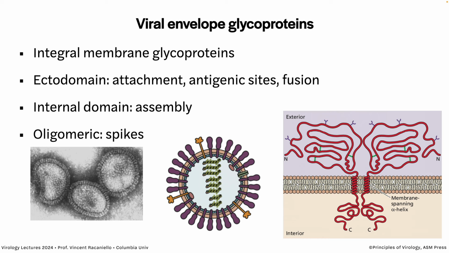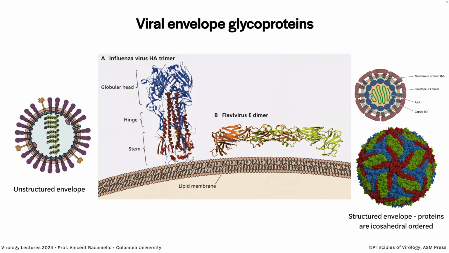They're involved in assembly of the particle. And they're typically oligomers, like trimers. And they look in the electron micrograph like spikes. So this is one of the first EMs of influenza virus taken. And you can see the very distinct spike-like structure on the surface of the particle. And that's why we call them spikes to this day.